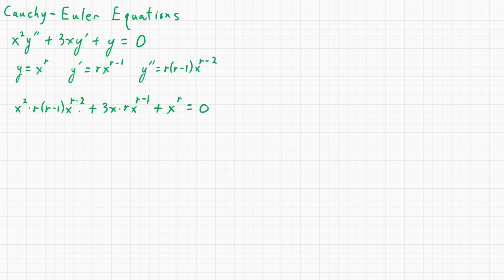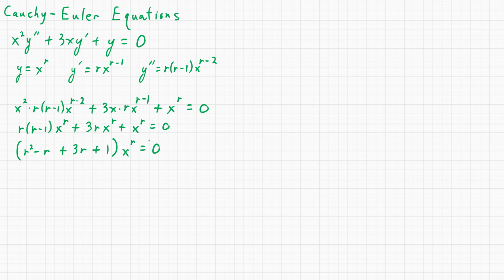All right, so once again, simplifying, we're going to have x squared times x to the r minus 2, so that combines to x to the r. So we have our r times r minus 1 times x to the r, plus, then we have our x times x to the r minus 1, so again, that's x to the r. So we end up with 3r x to the r, and then plus x to the r equals 0. Factoring out the x to the r, let's expand that as well. So we have r squared minus r, plus 3r from the middle, and then plus 1. That's all times x to the r equals 0.